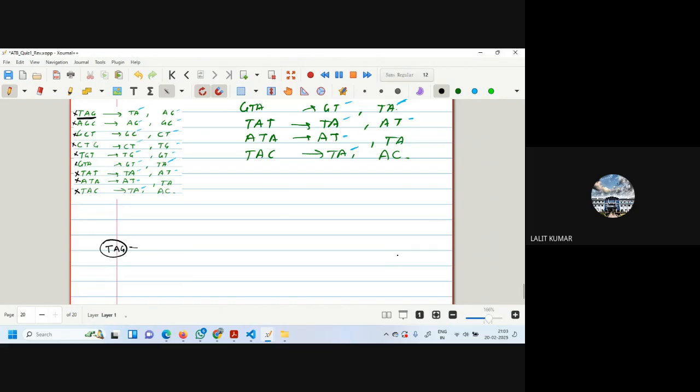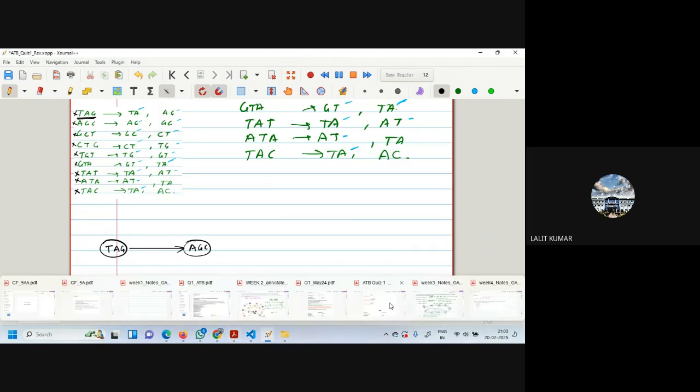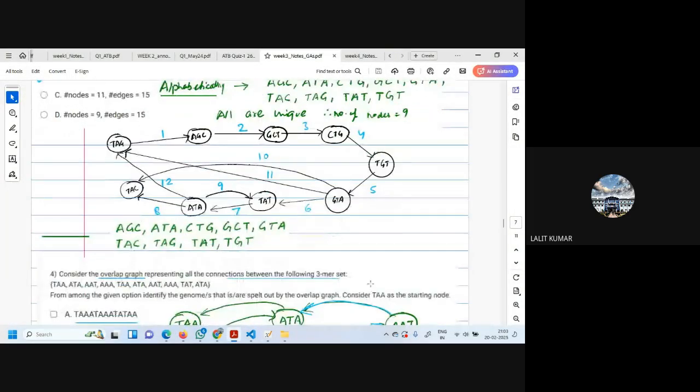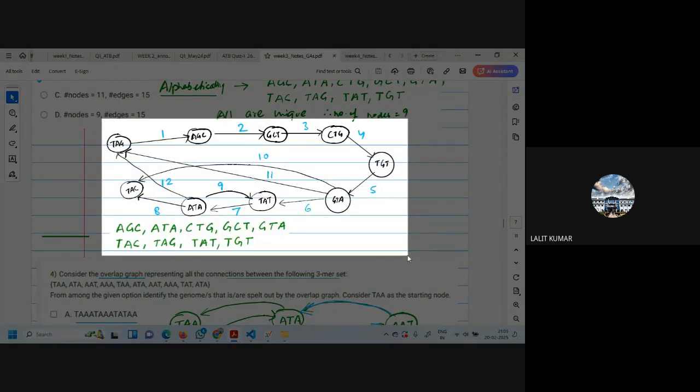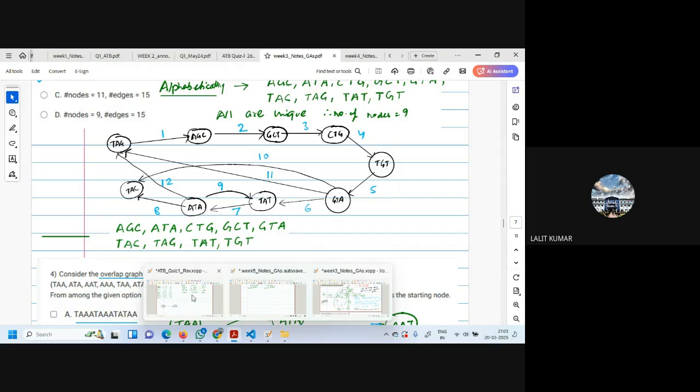TAG. From TAG, where can I go? I can go to AGC only? Or can I go anywhere else also? Just let's see this solution. So TAG, I can go to AGC. And from AGC, let's copy this just to understand this. There should not be any doubt in our mind.